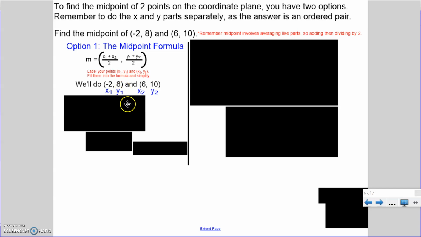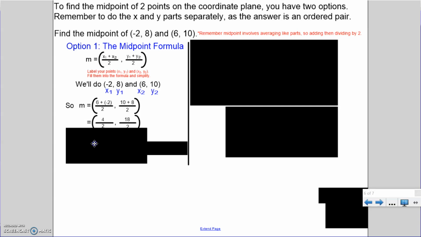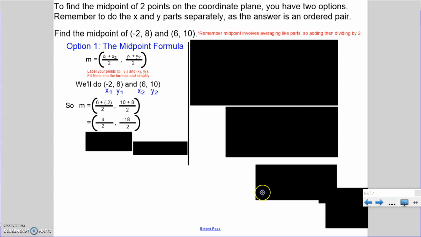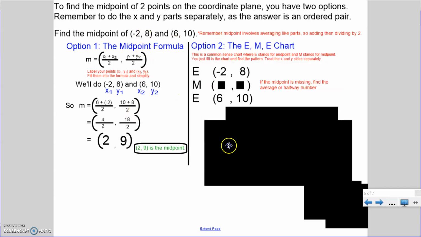-2 is x1, 8 is y1, 6 is x2, 10 is y2. I fill it out. Then make sure you always reduce your final answer. So we get (2, 9), and that is our answer. (2, 9) is the midpoint, because 2 is in the middle of -2 to 6, and 9 is in the middle of 8 and 10.